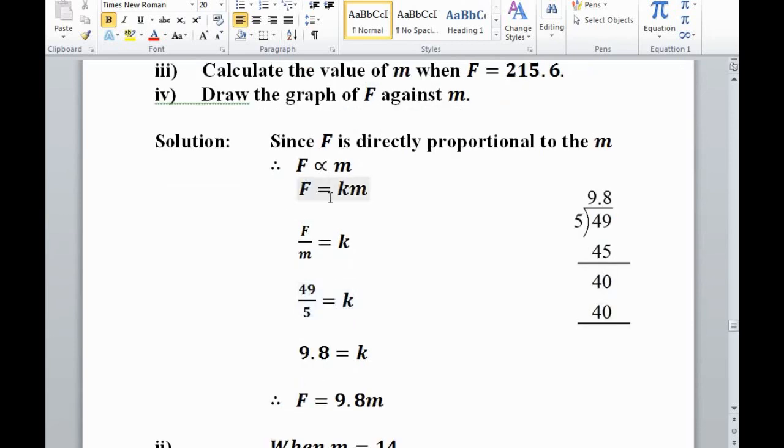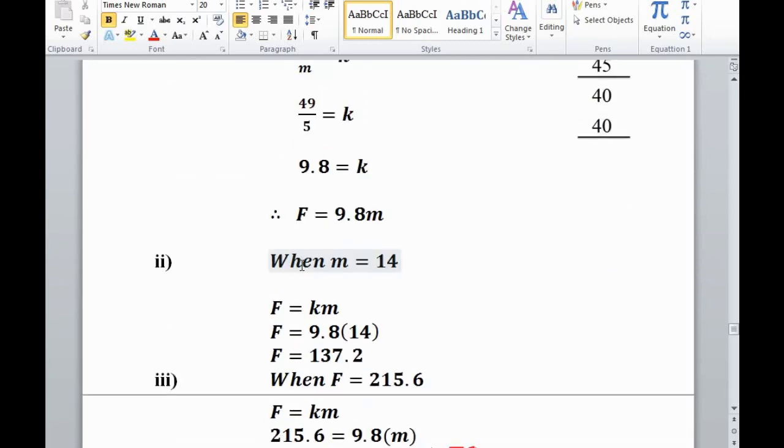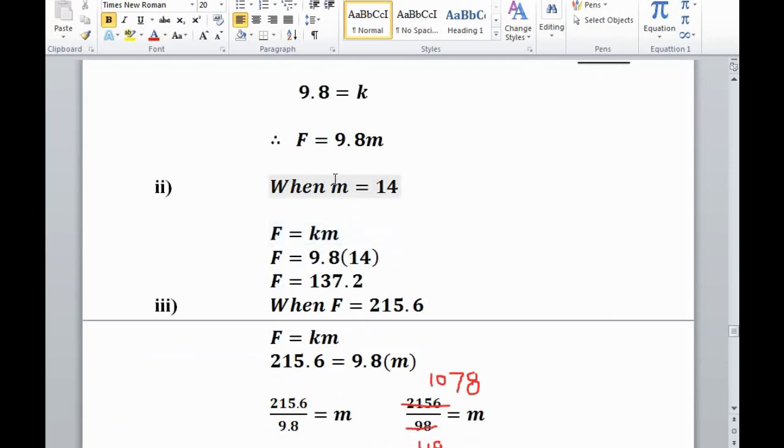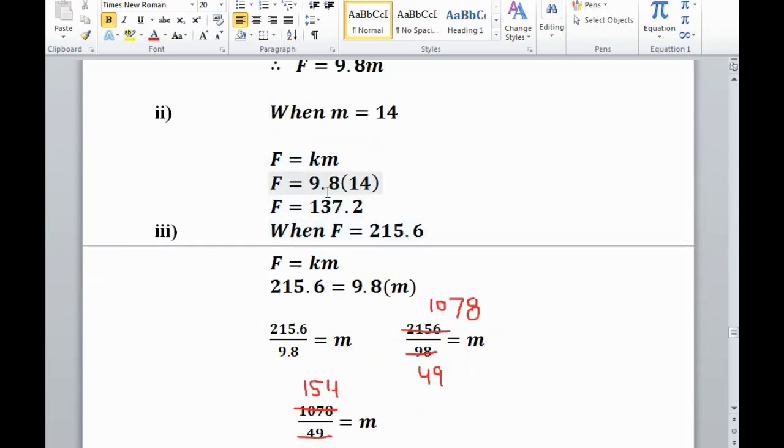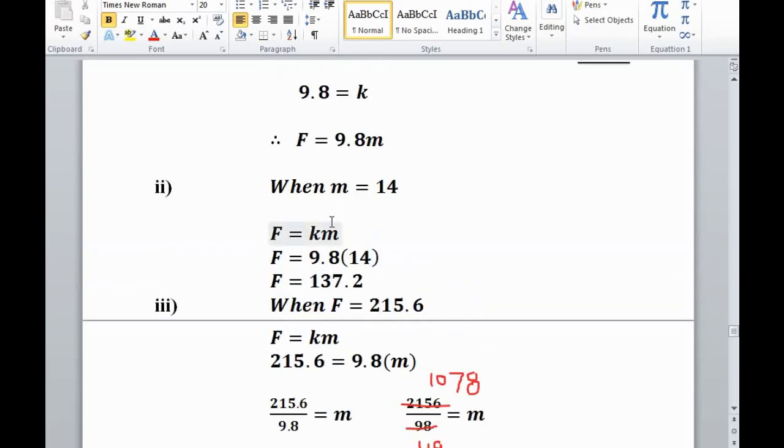I'll be taking this equation because force F is directly proportional to the mass m, so F equals km, and we are going to put the value of m and constant k, which is 9.8, in this equation to find force F. The equation becomes force F equals 9.8, the value of constant k, multiplied by m equals 14. By taking their product, 9.8 multiplied by 14, the product is 137.2, which is the required force to push a block of mass 14 kilogram.